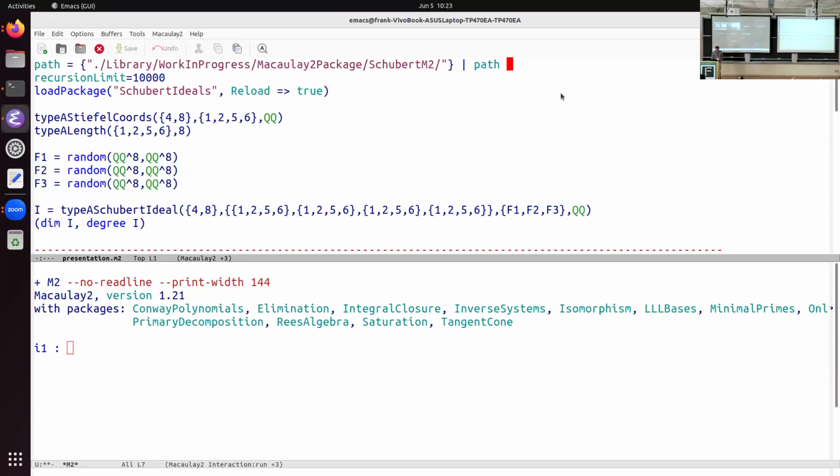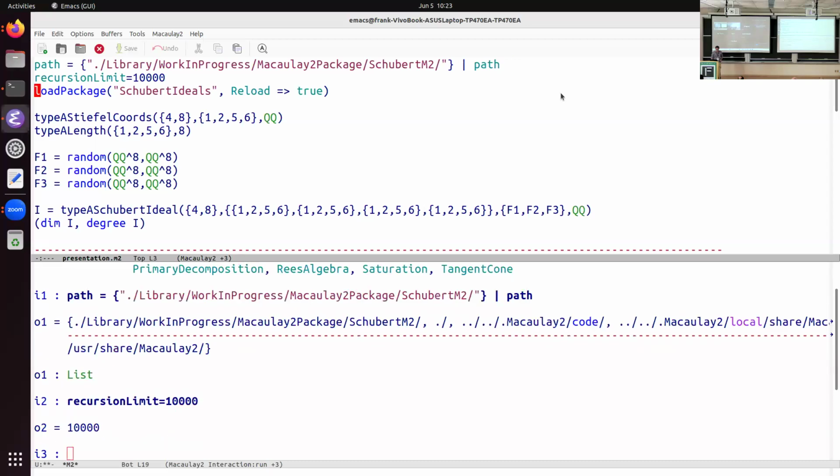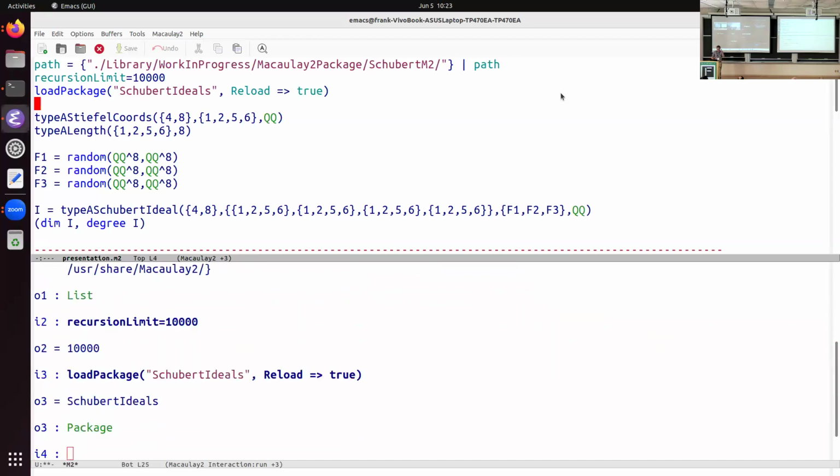So the first thing I'll do is make sure that my path is correct. Here I'm doing this in Emacs. So up top, you'll see my code, and down below, you'll see the output. So here I'm going to load my package, schubertideals.m2.